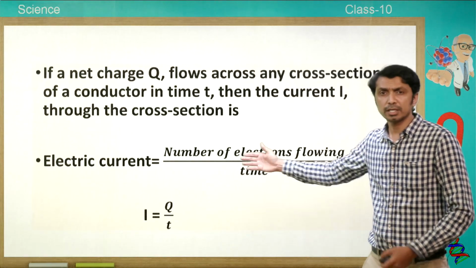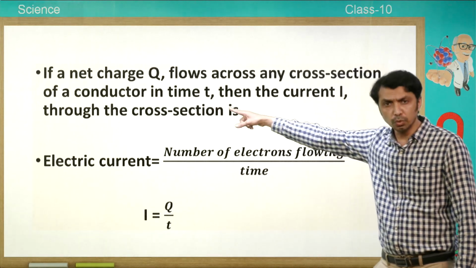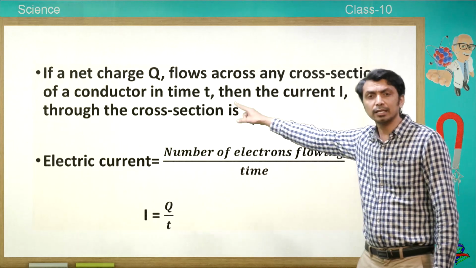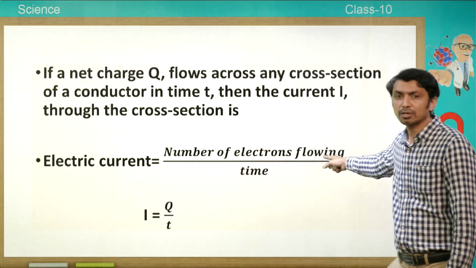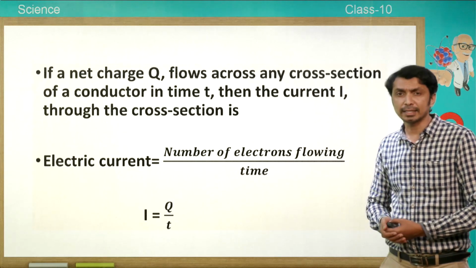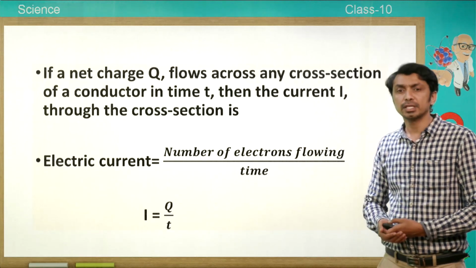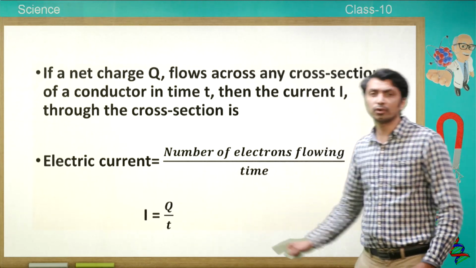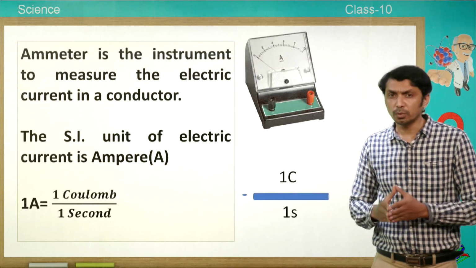Now as you can see, if the total charge that has passed through the area of cross section is Q and the time that we have considered is t, then we can calculate the electric current as the total charge in unit time. As you can see, I = Q/t. Q is the total amount of charge flowing through a particular area of cross section. Now we know what electric current is.